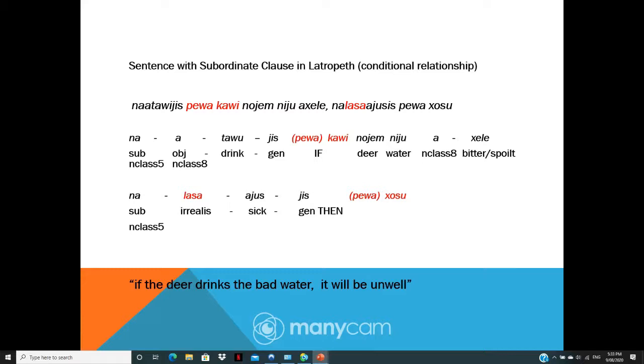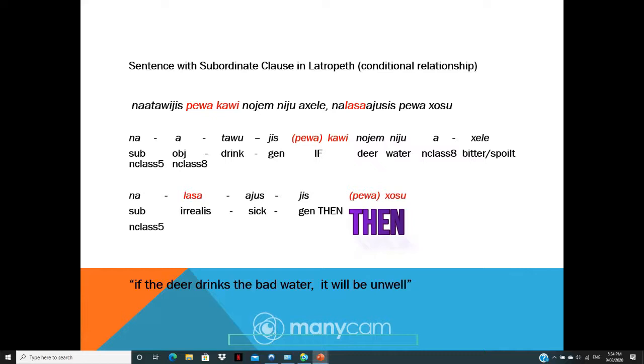So, example, okay? Now, this is a conditional, a subordinate clause relationship with condition being the relationship between the two clauses. Naya tawu yis, my goodness, I spelt that wrong in the first bit up the top. It should be tawu, not tawi, anyway. Naya tawu yis pewa kawi noyam niwa ele nalasa yus yis pewa osu.